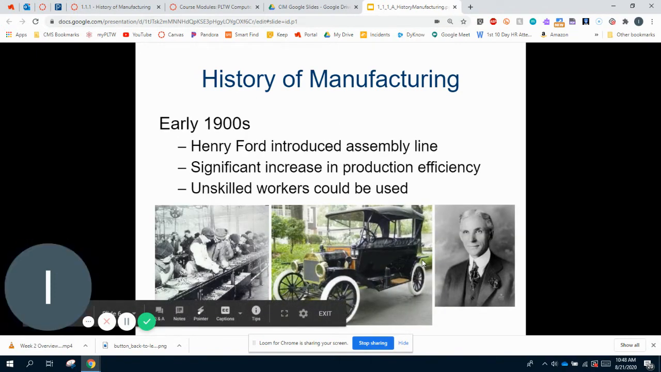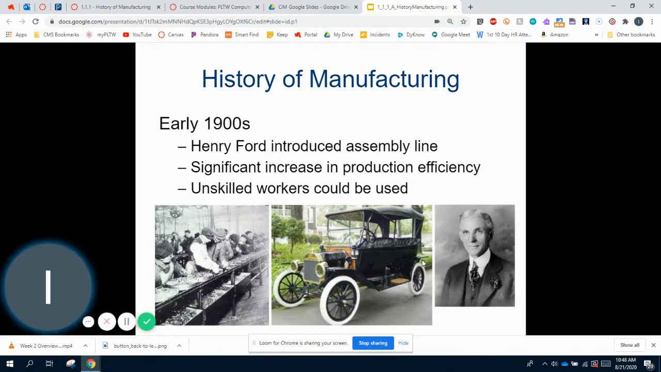Early 1900s, you also had Henry Ford. Henry Ford introduced assembly line manufacturing and a significant increase in production efficiency. He also did not need artisans to complete his work, so he used a lot of unskilled workers. Ford's idea was that manufacturing could be sped up if the assembly process was broken down to smaller parts so the unskilled laborers could be used.